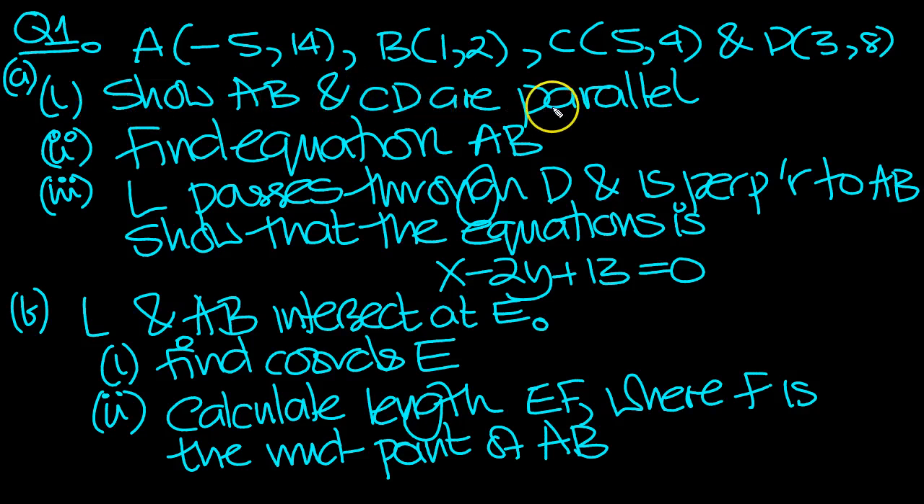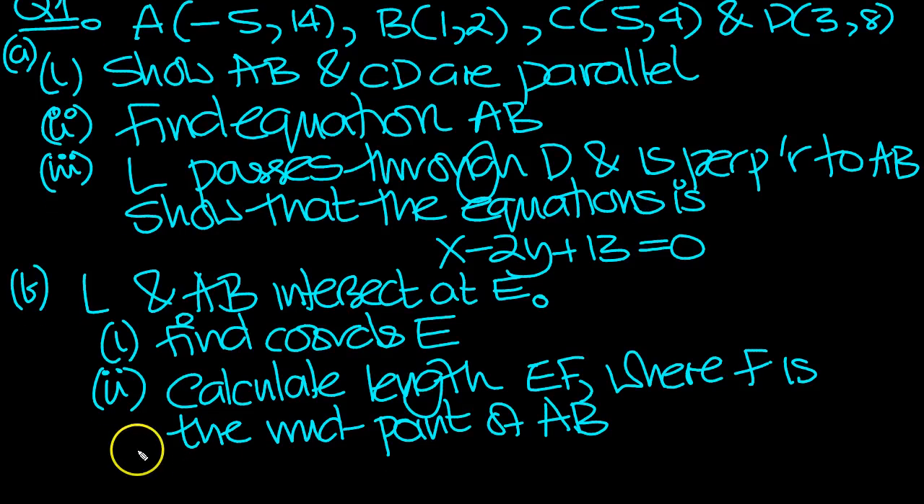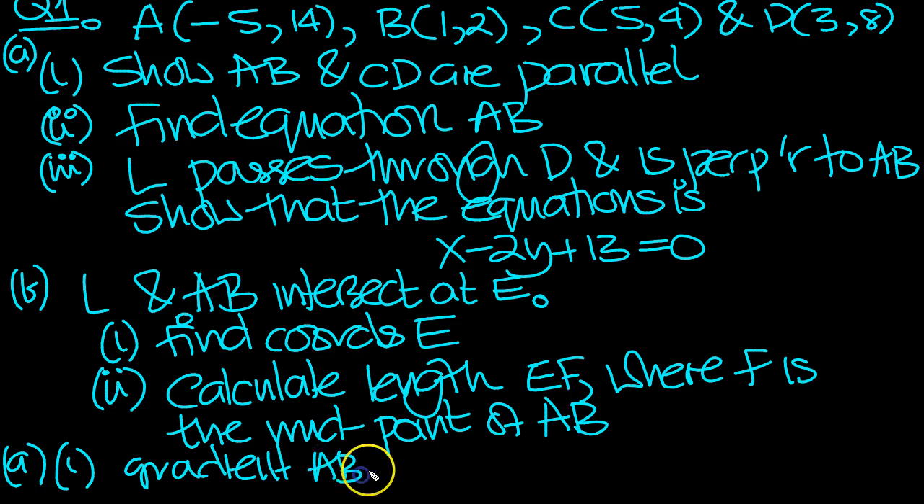Show that AB and CD are parallel. So gradient AB and gradient CD then. So part 1 of A. The gradient of AB is equal to the increase in y, so A to B, 2 take away 14 is minus 12, over 1 take away minus 5, which is 1 plus 5, which is 6, which equals minus 2.